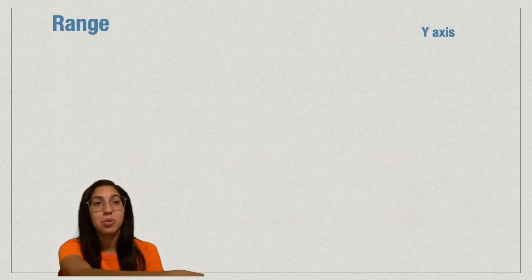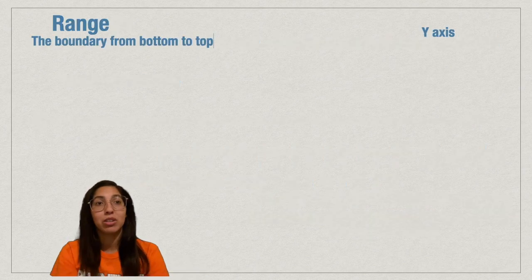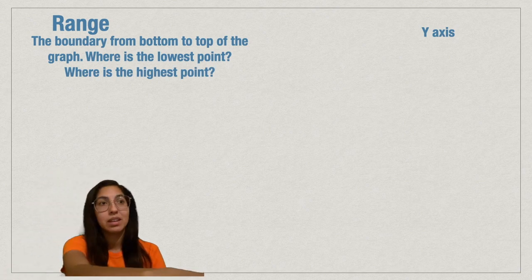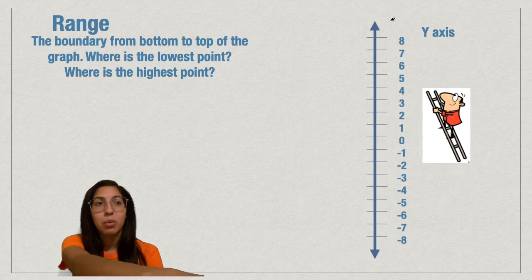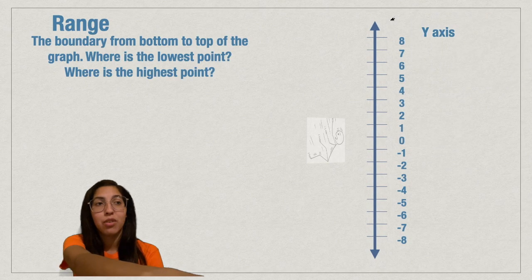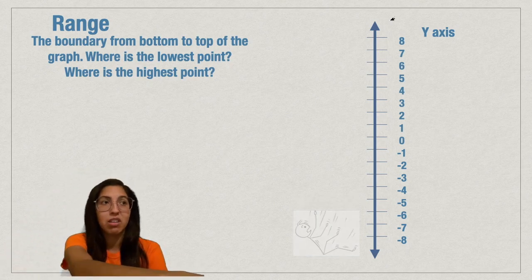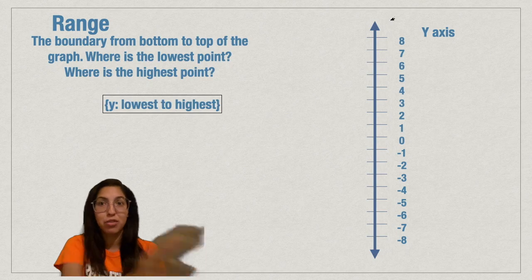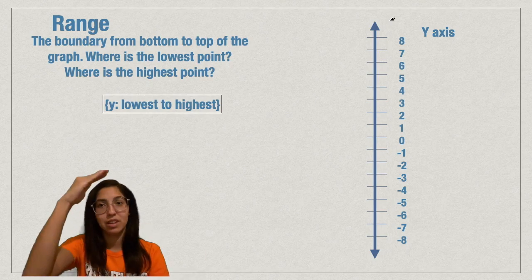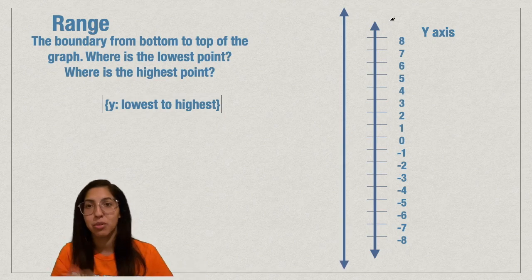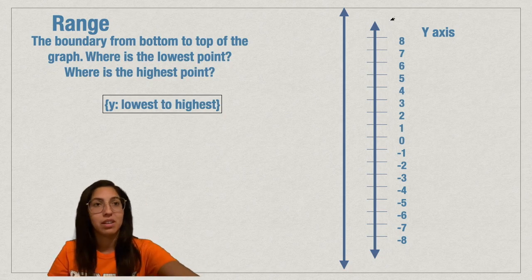Next we have our range, which is on our y-axis. So the boundary from bottom to top of the graph: where is the lowest point to the highest point? We want to know how far we climb and then how far we're dropping, but still we start bottom to top. Just like on the domain, we go from lowest to highest. And again, if we extend past, then we have to make the assumption that we are going towards infinity or towards negative infinity. So we're going to look at four graphs and see how this works.